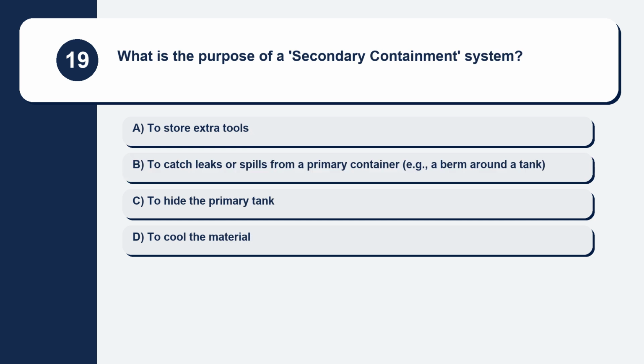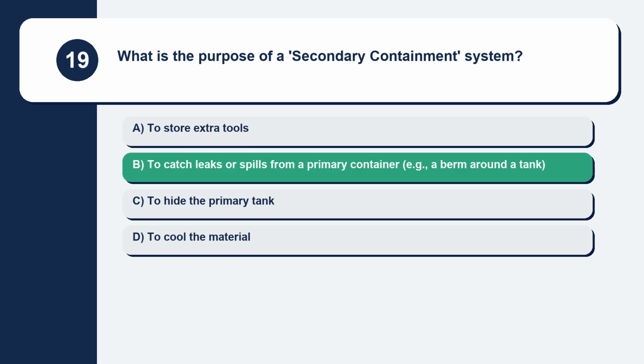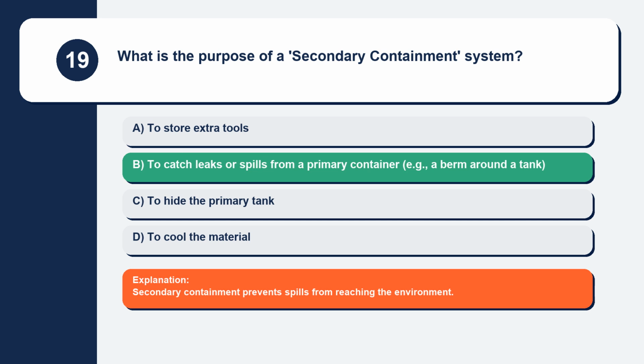Question 19. What is the purpose of a secondary containment system? To store extra tools. To catch leaks or spills from a primary container, for example a berm around a tank. To hide the primary tank. To cool the material. Secondary containment prevents spills from reaching the environment.